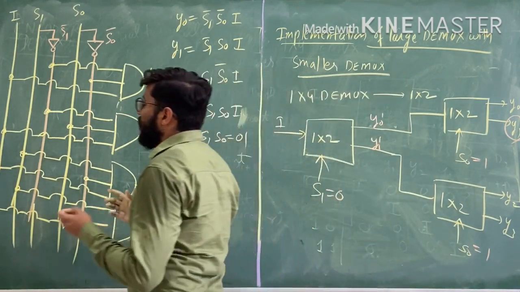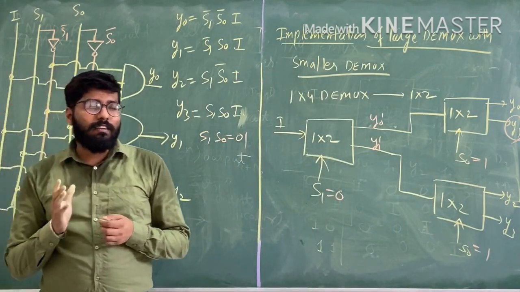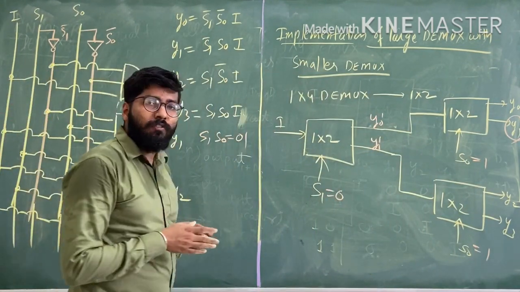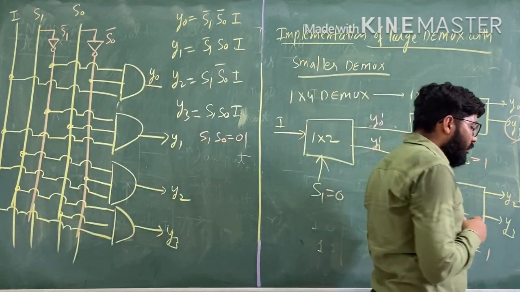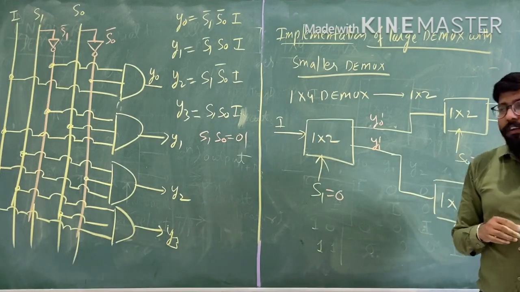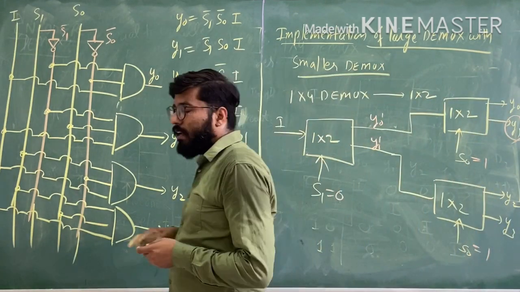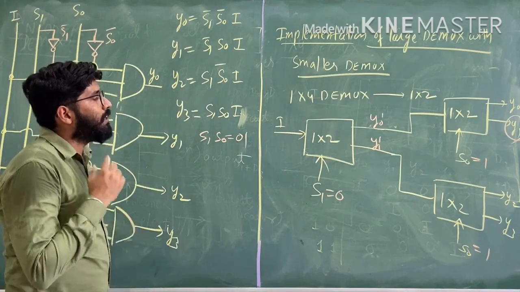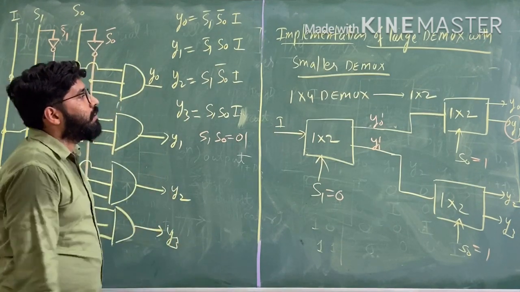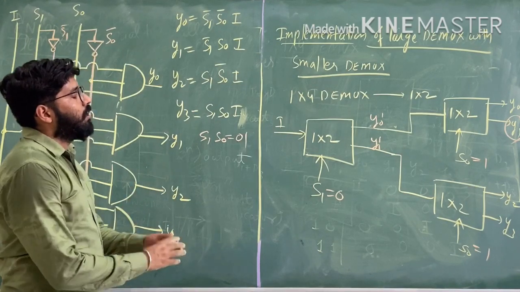So this is about the demultiplexer. In this lecture, we will see the concept of encoder. After learning the concept of encoder, we will see the limitation of encoder, which can be resolved by the priority encoder. After that, we will see the concept of demultiplexer. So this is about today's topic.